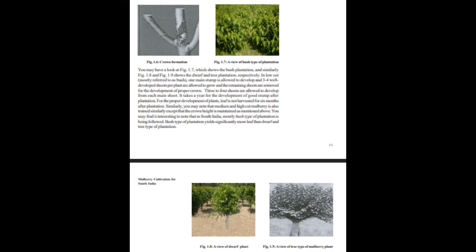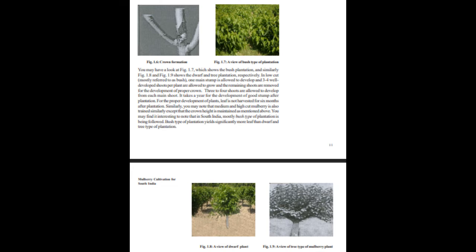Similarly, you may note that medium and high cut mulberry is also trained similarly, except that the crown height is maintained as mentioned above. You may find it interesting to note that in South India, mostly bush type of plantation is being followed. Bush type of plantation yields significantly more leaf than dwarf and tree type of plantation. Look at the screen. Fig. 1.8, a view of dwarf plant. Fig. 1.9, a view of tree type of mulberry plant.